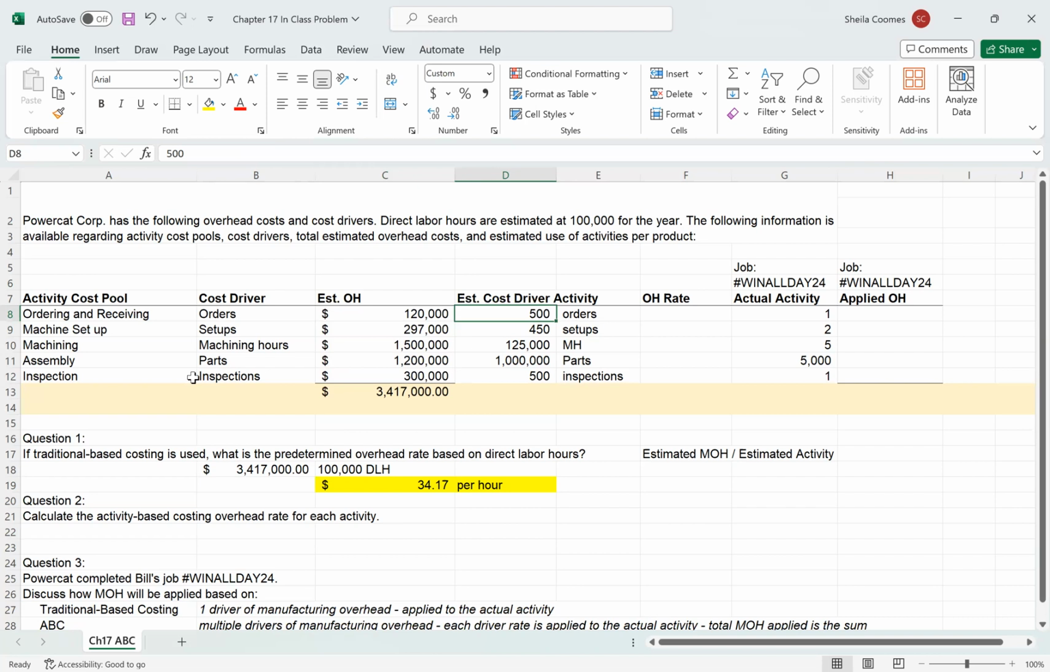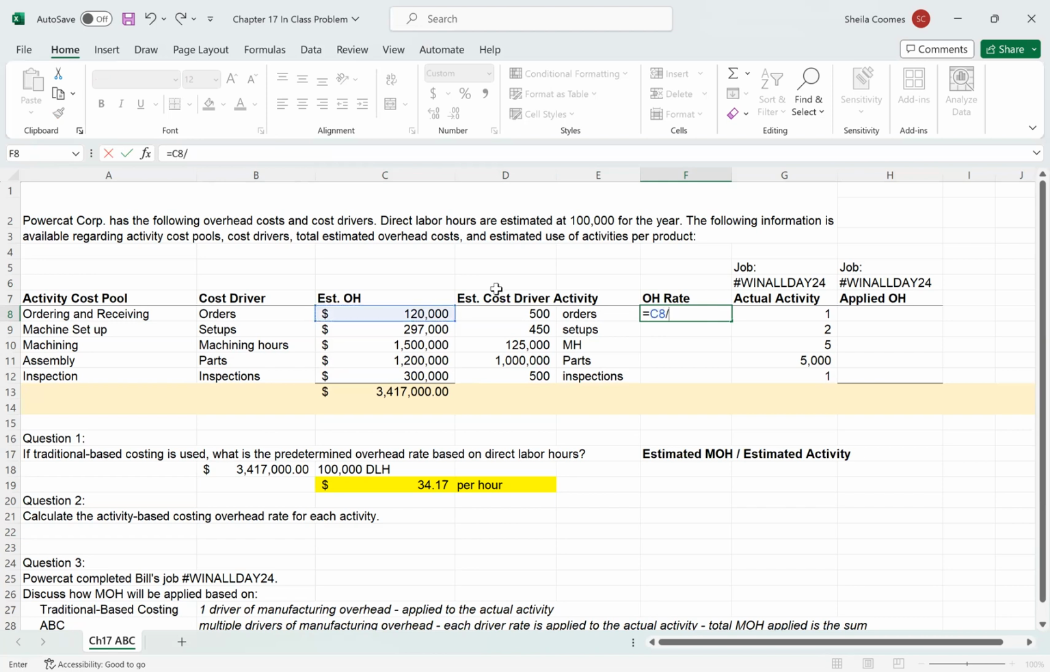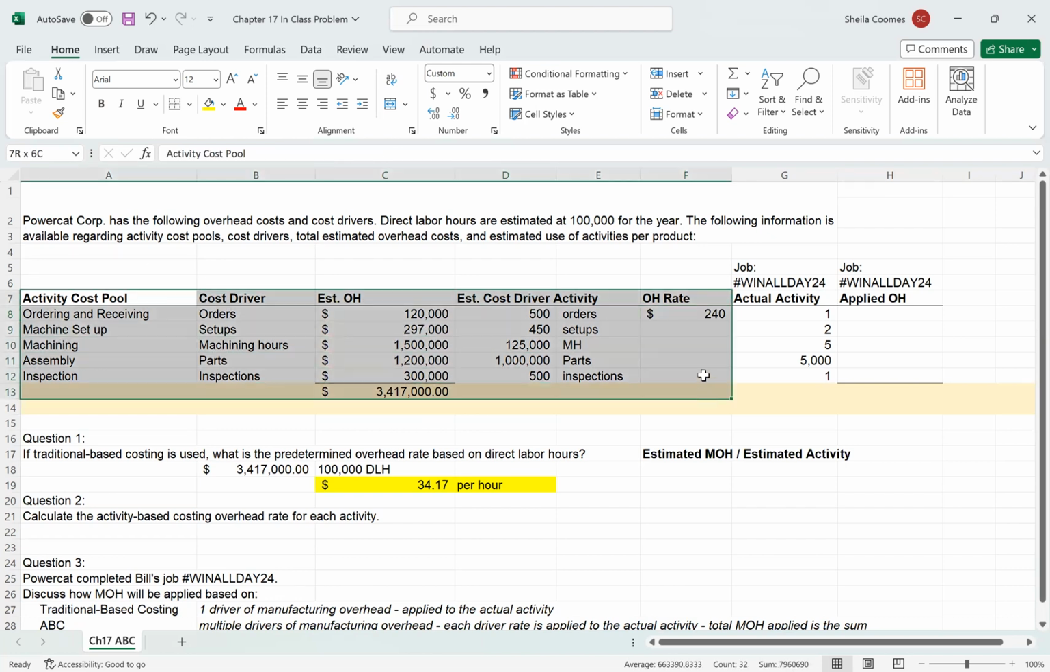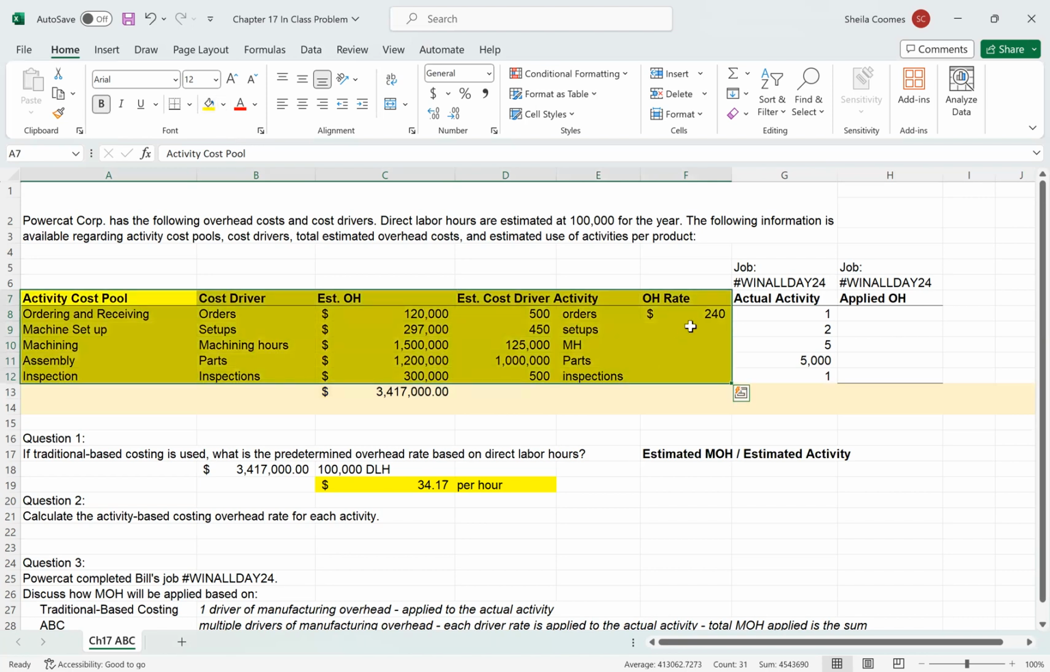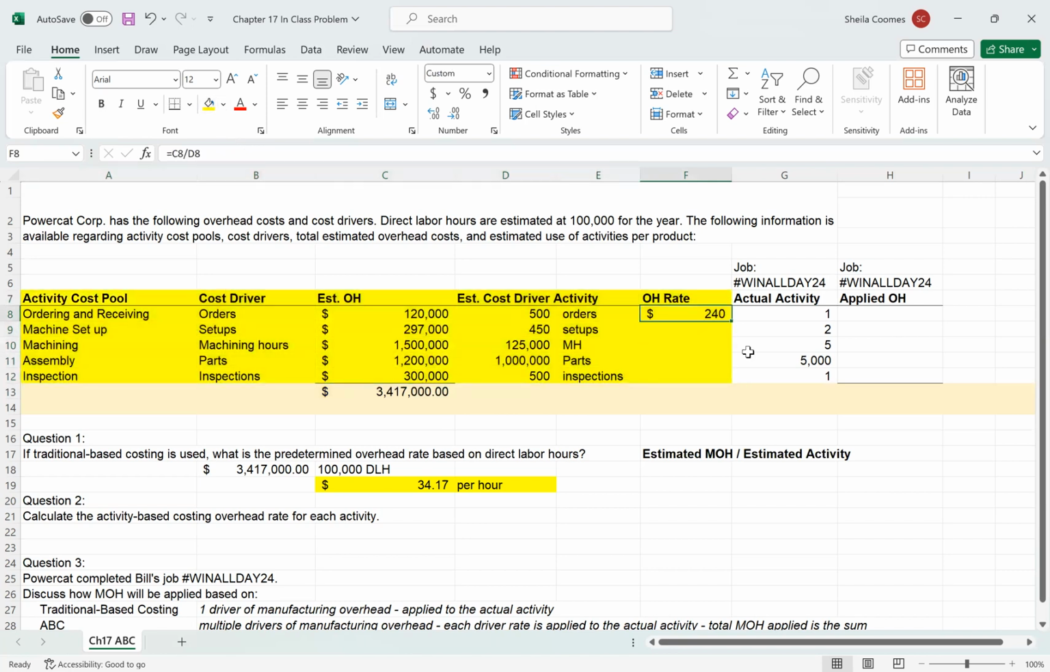Which is probably an annual amount of time, so 12 months, okay? Now, how do we calculate the rate? It's the same way as we did under the traditional method. So if you bear with me here while I do the calculation, I'm going to take my $120,000 of estimated overhead for this activity, divided by my activity cost driver that we estimate for number of orders, and that's my rate. So under the activity-based costing, what we're saying is that for every order we have, we're going to apply $240 of overhead.